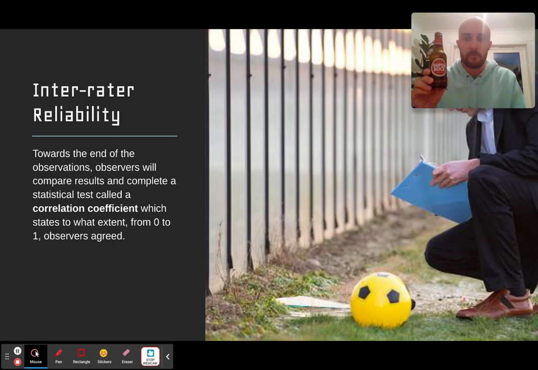Oh, I realize I'm drinking beer whilst doing a screencast, by the way, but this is research methods, and we all have our vices to try get through it.